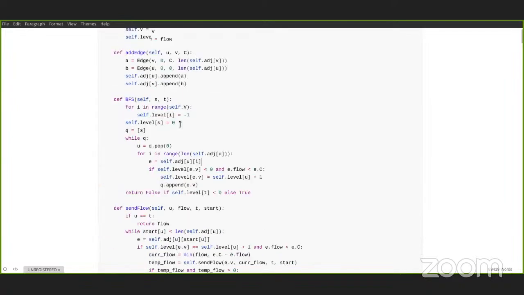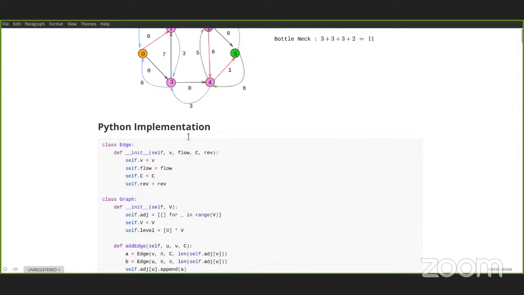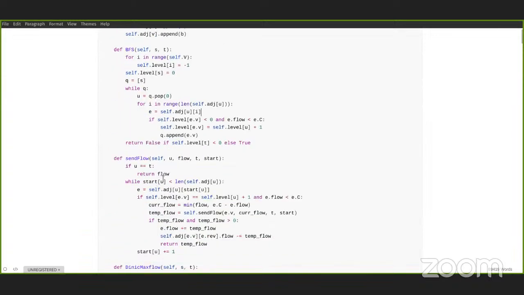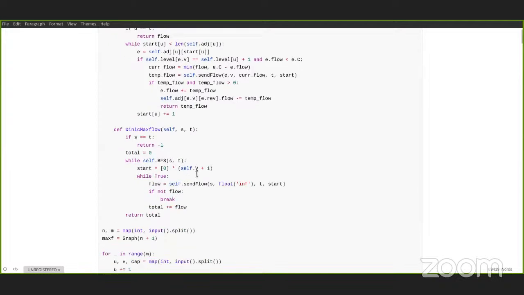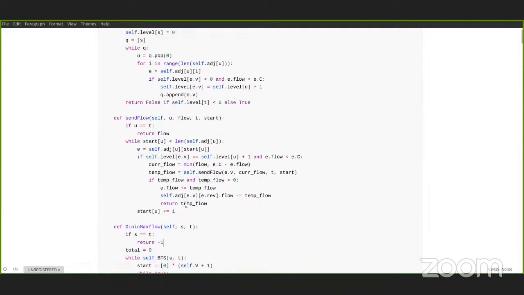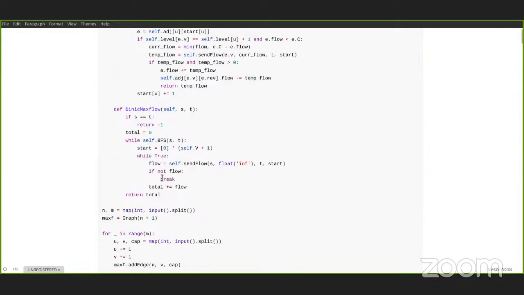Basically, I have implemented a BFS and send flow. Send flow is a function which checks if there is a flow from 0 to 5. Suppose I cannot go from 0 to 1 to 3, it will try to calculate the bottleneck when I send flow, where I use my BFS and then try to get the bottleneck. And Dinic's max flow just uses this send flow and BFS to calculate.